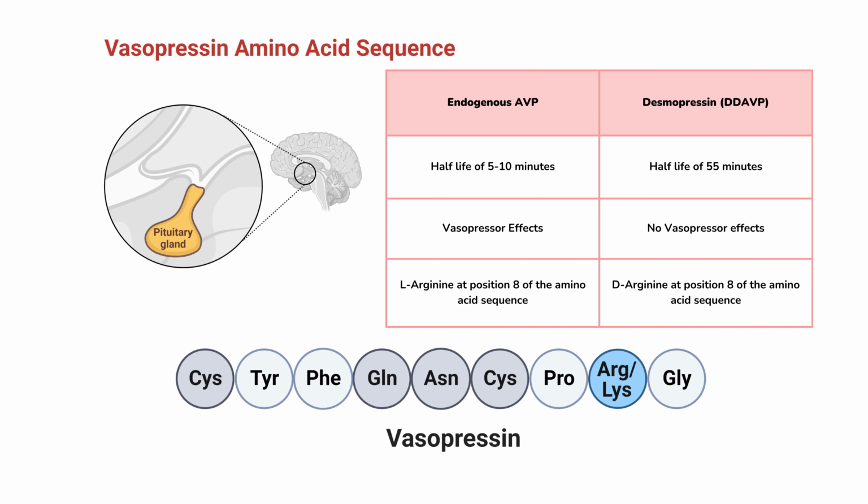It is worth noting that the substitution of D-arginine for L-arginine at position number 8 of the AVP amino acid chain eliminates the vasopressor effects of the synthetic analog of AVP. Ultimately, desmopressin, being an analog of endogenous AVP, promotes water conservation by binding to V2 receptors in renal collecting ducts.